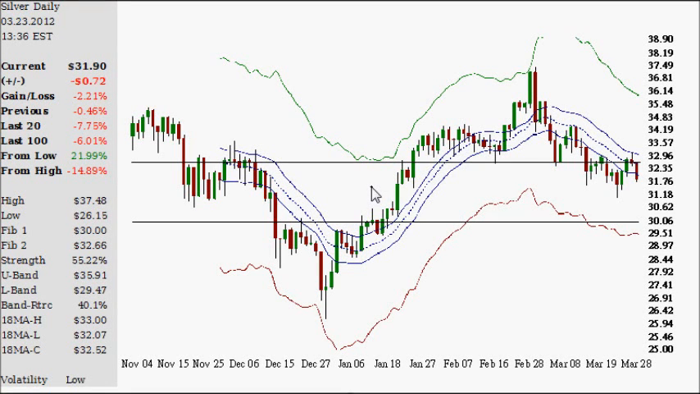Hello, it is the 28th of March 2012. It is a Wednesday, although the chart on the left-hand side says it's the 23rd. Just ignore that part. And we're looking at the daily chart for silver.